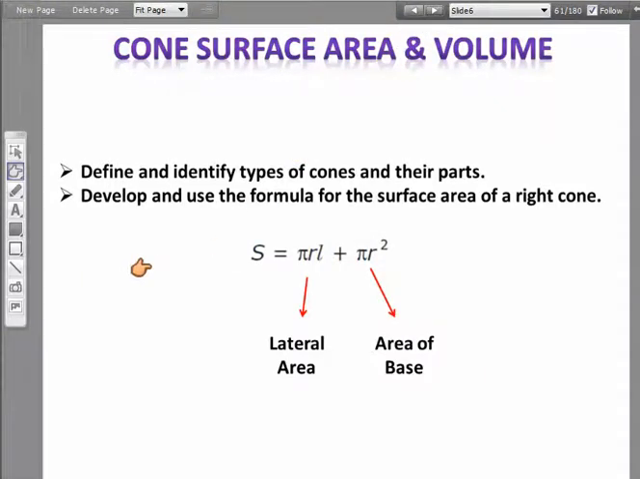When we develop the formula for the surface area of a right cone, to find the lateral area, which is the side, you're going to use pi r L. And when you look in the LMS, they talk about finding the area of a sector, and that's where they get this formula, because when you lay out the cone as a net, the lateral face is a sector. Then the area of the base, we all know it's a circle, so the area is going to be pi r squared.